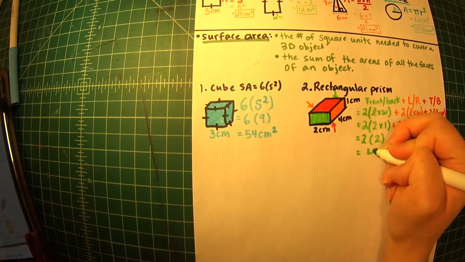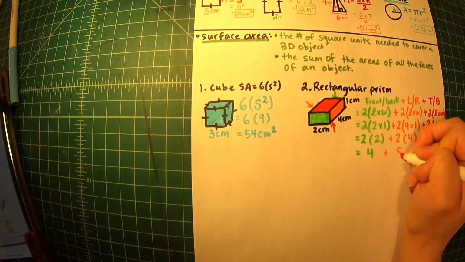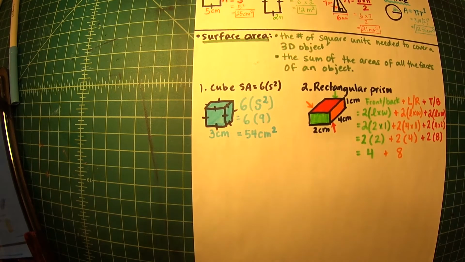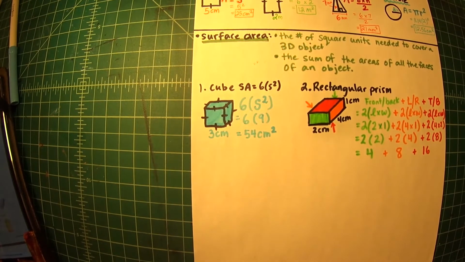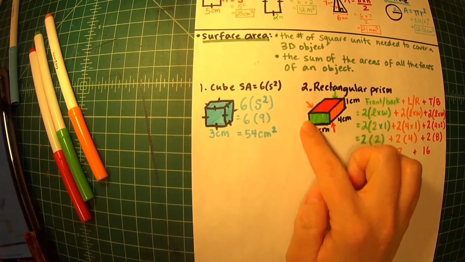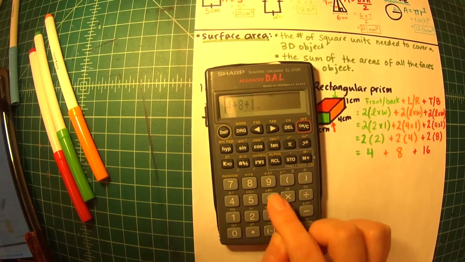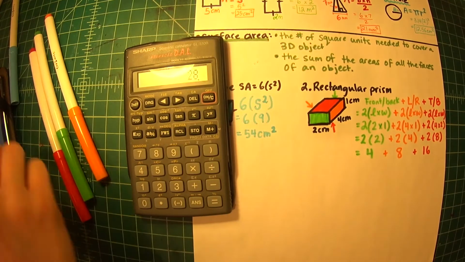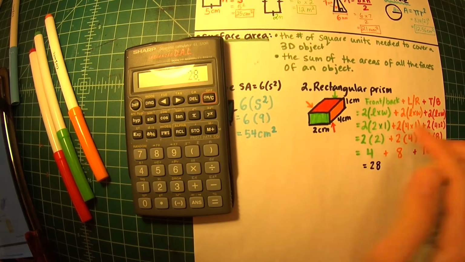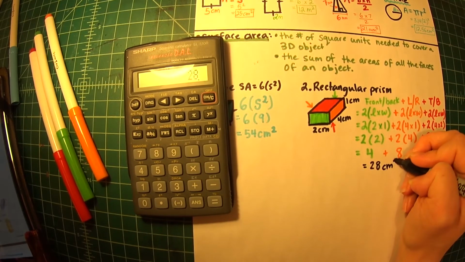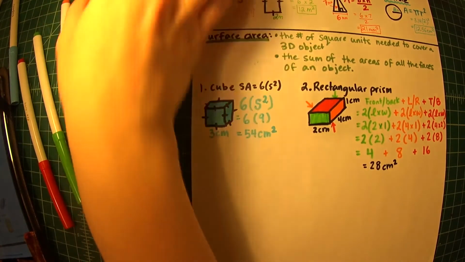So front and back all together, 4 centimeters squared. Left and right all together, 2 times 4, 8 centimeters squared. And top and bottom all together, 16 centimeters squared. So my grand total for surface area of all 6 of my faces, 4 plus 8 plus 16, grand total of 28. And my original units were centimeters, and I'm talking area, so centimeters squared is my final answer, 28 centimeters squared. So that's the rectangular prism.